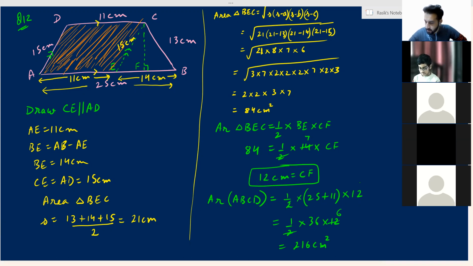Anshuman has posted the answer of the question. Anshuman, there is some mistake. You got height equals to 8. Your area is wrong: the product of 3 into 7 into 2 into 2 is 84, not 56. Correct it. Otherwise, the whole process is the same. Well done. Only the area of the triangle you calculated wrongly.